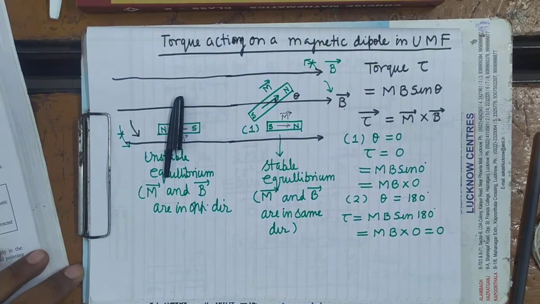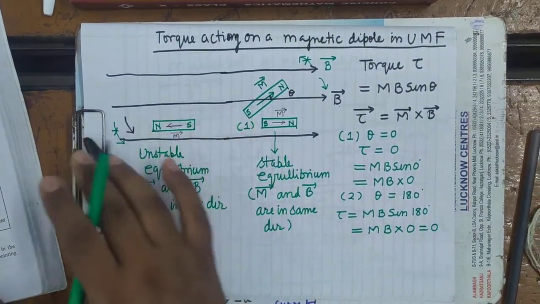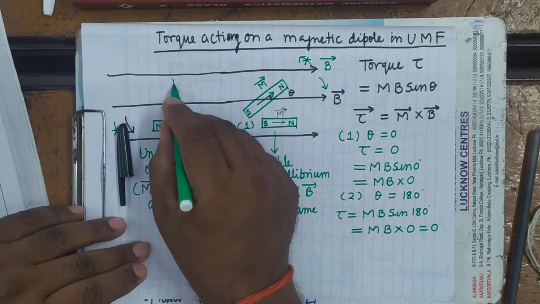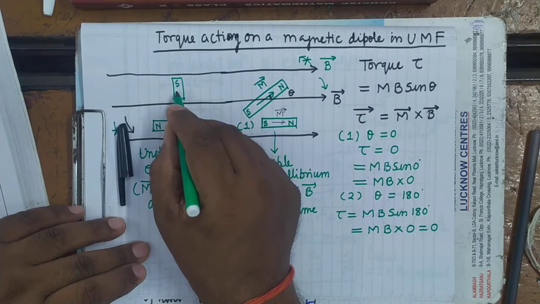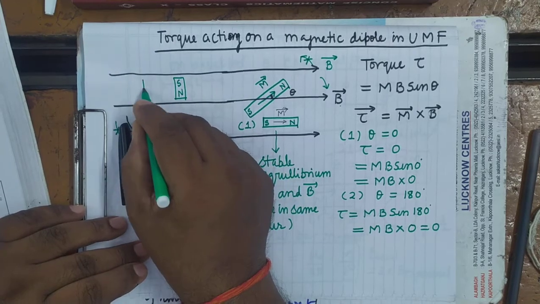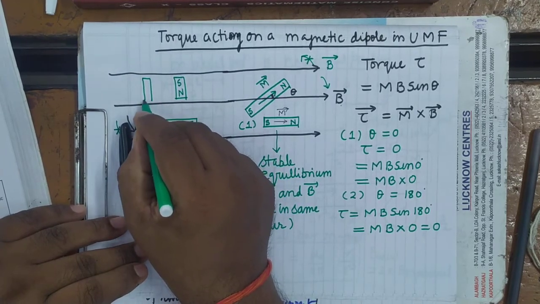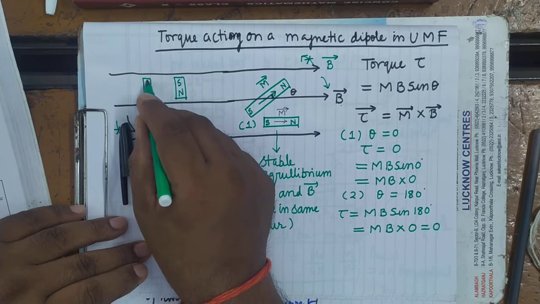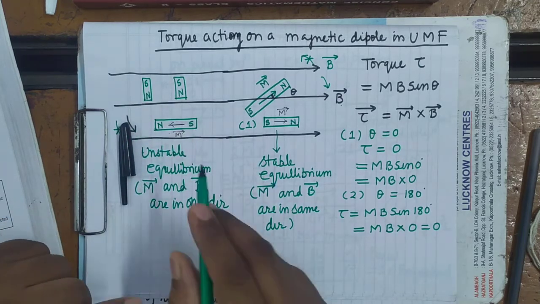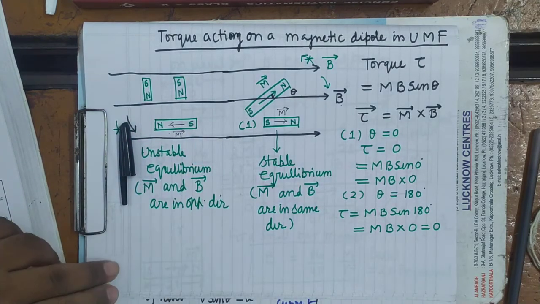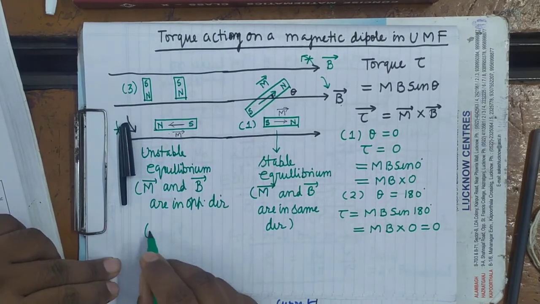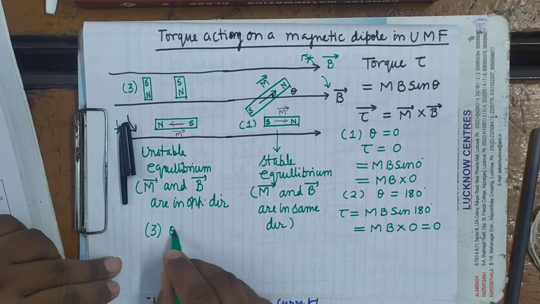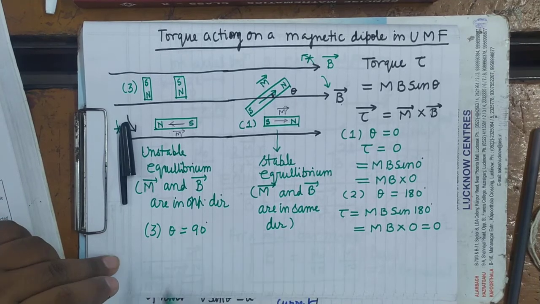It's clear. So this is the unstable equilibrium. Now if it is placed perpendicular, any way, whether it is placed this way or this way, in both cases, what is the angle between vector M and vector B? This you can take, both are 90 degrees. Vector M and vector B will be 90 degrees.